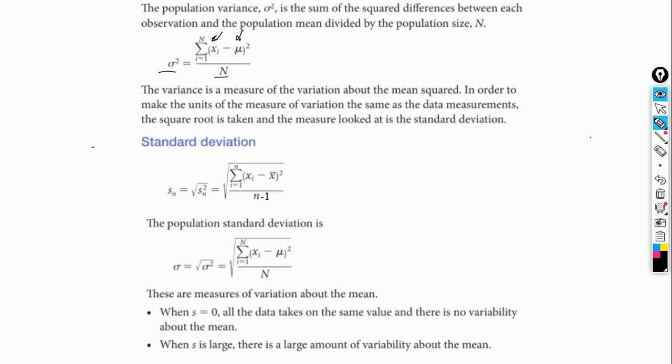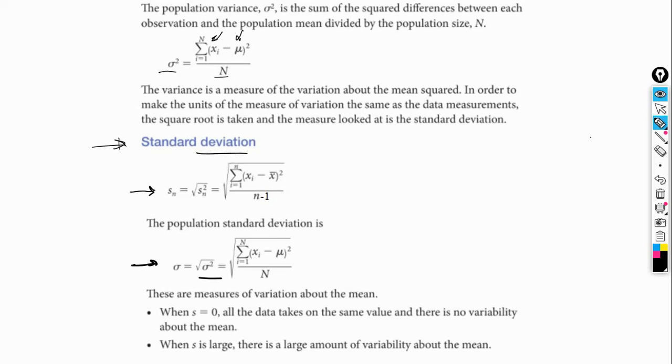The standard deviation is simply the square root of the variance. So in this case, this is the variance for the sample, and we square rooted it. And this is what's called the standard deviation. For the population, it would be the same thing. If you want the standard deviation of the population, all we would have to do is square root the variance of the population. Now, these measures of variation are about the mean, as we said.